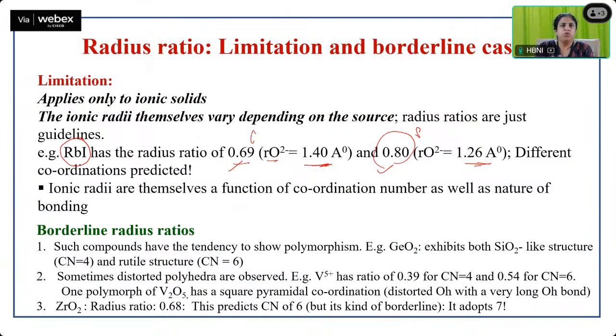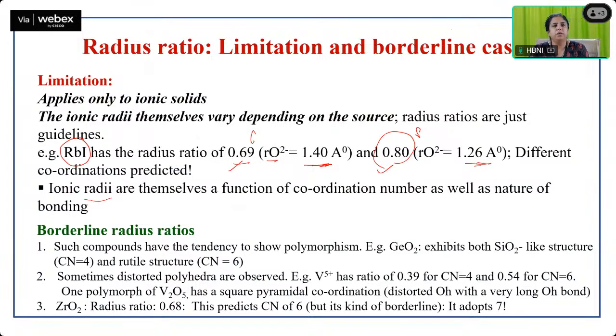And making some useful, meaningful interpretations. Also, I've already discussed that ionic radii are themselves a function of coordination number and the nature of bonding. Okay, so these are the things that put in a fraction of uncertainty in your predictions if you want to go strictly by the radius ratio guideline.